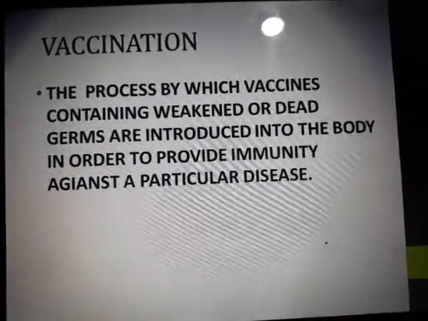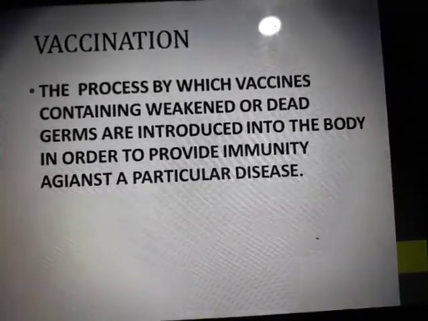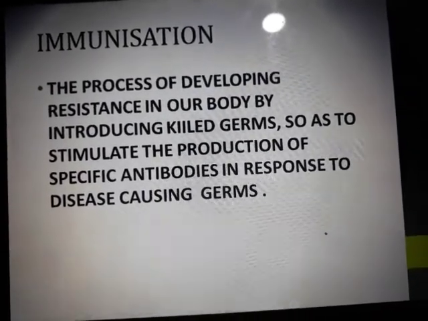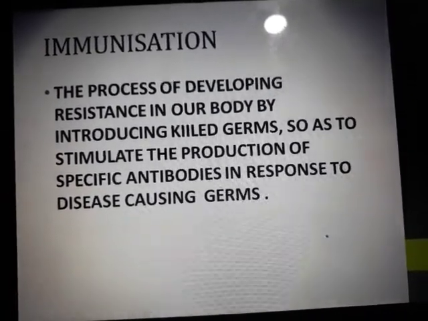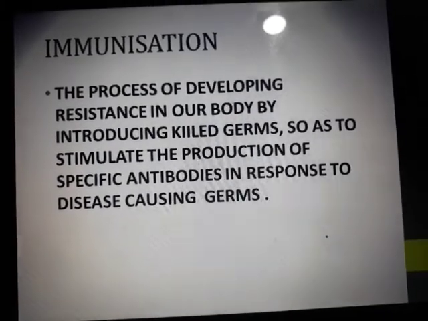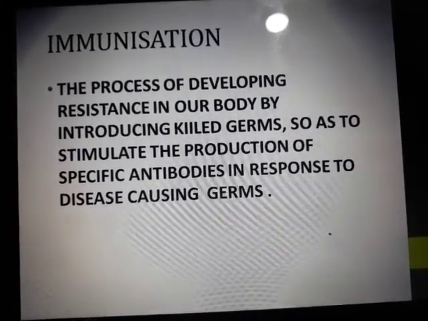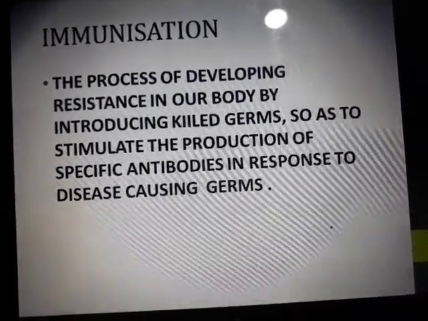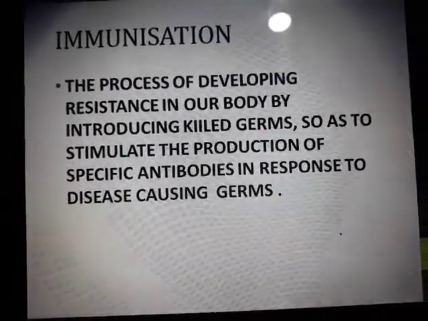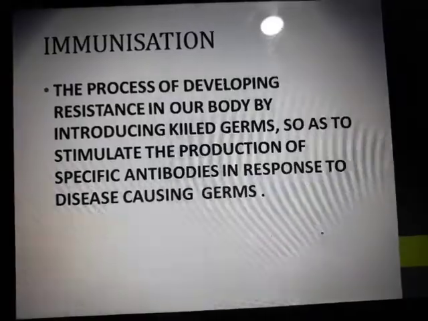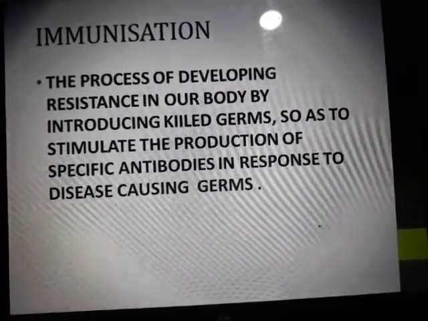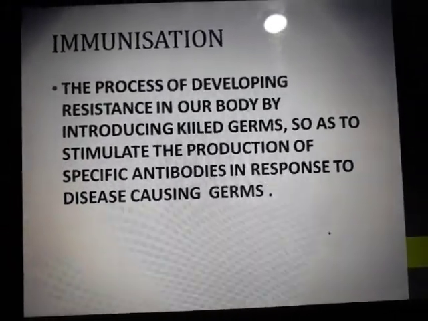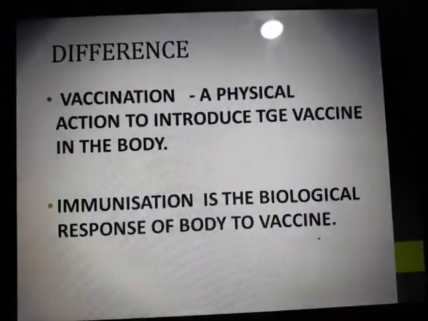So vaccination is a process by which vaccines containing weakened or dead germs are introduced into the body in order to provide immunity against a particular disease, whereas immunization is a process of developing resistance. These two definitions always come for differentiation. Only one parameter, define them, learn them, okay? Resistance in our body by introducing killed germs so as to stimulate the production of specific antibodies in response to disease causing germs. So for TB a different kind of antibodies is produced, and for chickenpox a different kind of antibodies will be produced. So it's going to be specific and they will be in an inactive stage in our body.